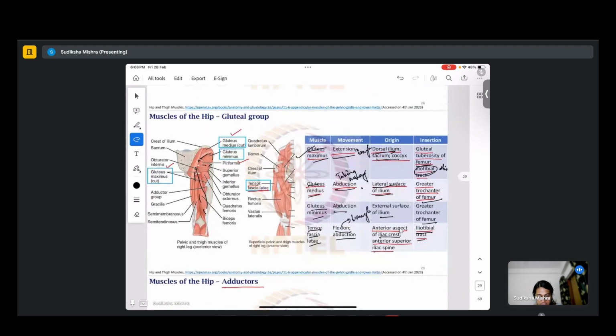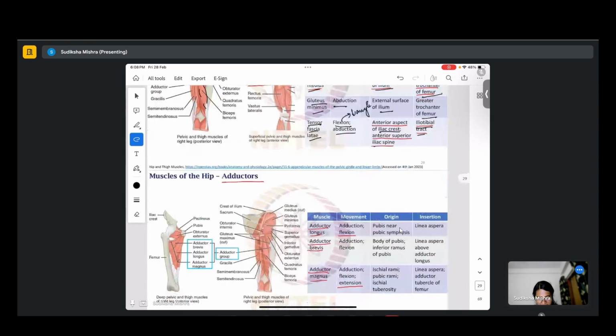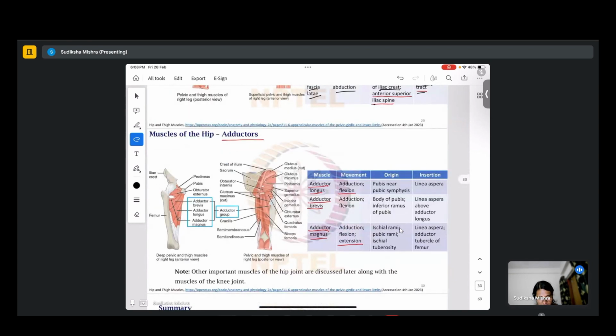So this was the gluteal group. Next are the adductors, for which the major function is adduction, which is basically taking something towards the midline. It's the midline. Okay.